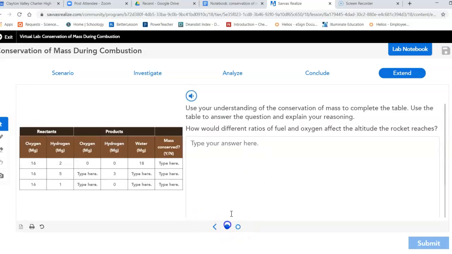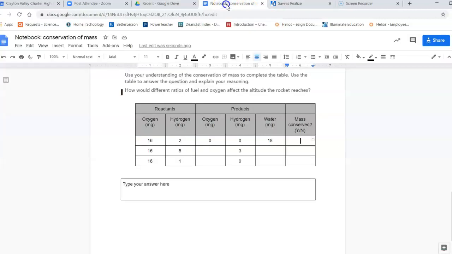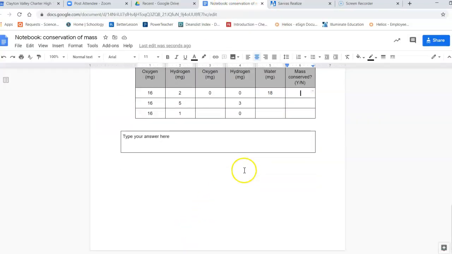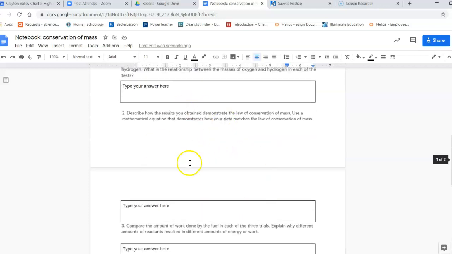And I believe that's it. You don't have to do this last one. I believe this is the last question. That's the end of it. When you're done, you can just submit this on Schoology.